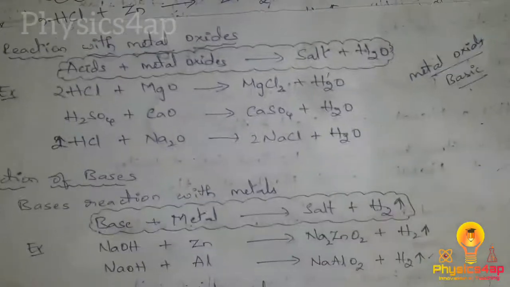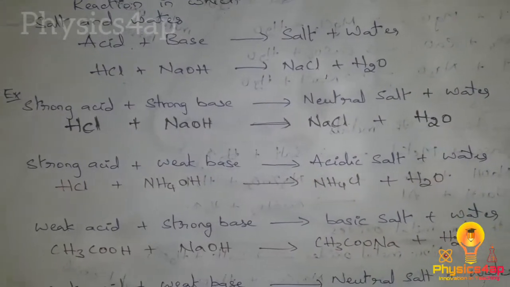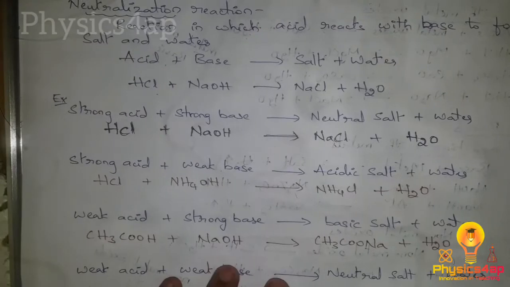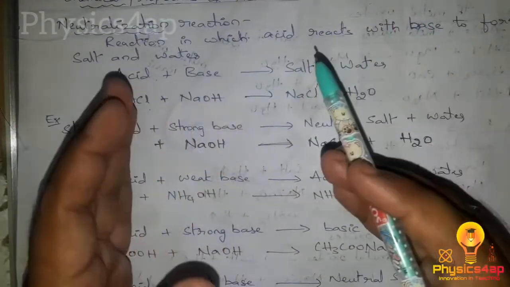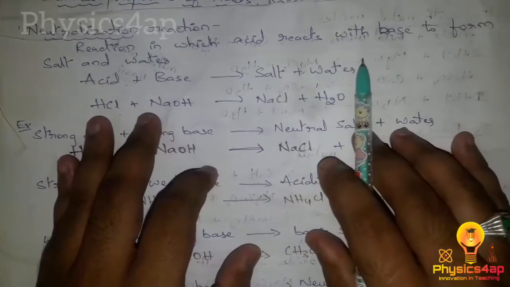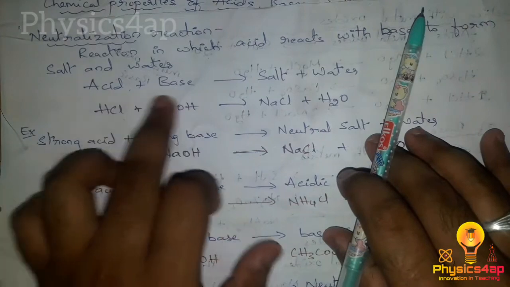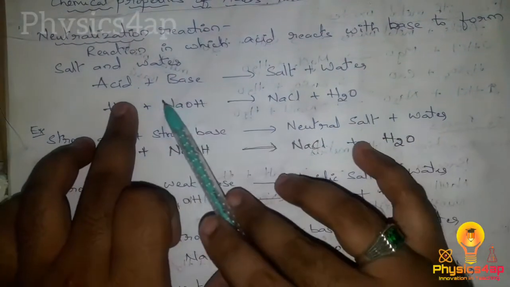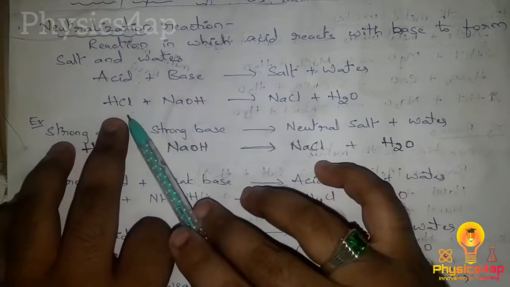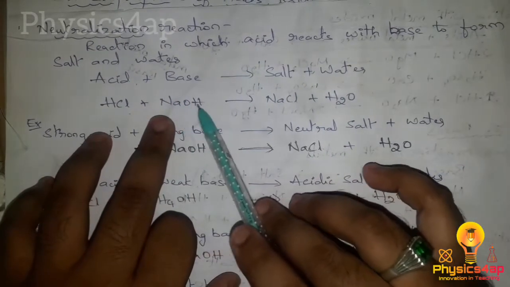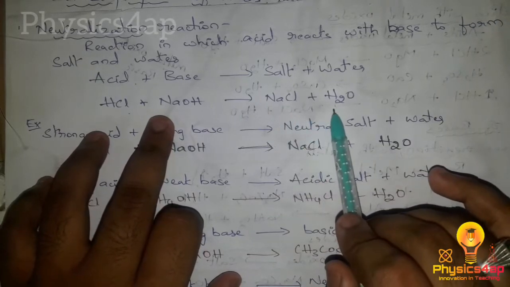And coming to the next reaction, which is the most important one, the neutralization reaction. A neutralization reaction is a reaction in which an acid reacts with a base to form salt and water. This is the basic word equation. When an acid reacts with a base, we get salt and water, that is HCl plus NaOH gives us NaCl salt plus H2O.